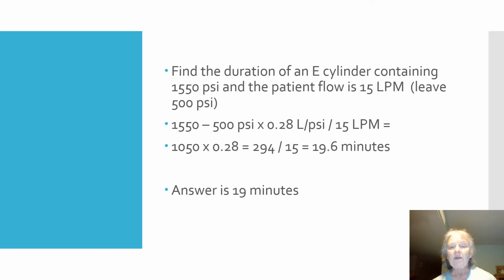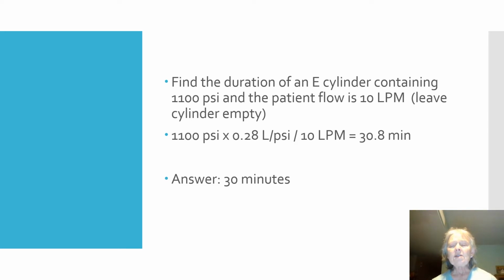Here's another one. In this case, there's more PSI, 1550. The patient flow is 15 liters, so using quite a bit. In this case, you're still going to do the same thing. 1550 minus 500 is still an E cylinder, so it's 0.28, divided by the 15 comes up to 19.6 minutes. The 0.6 I'm not worried about. I'm going to kick it off at that point. So now my answer is only 19 minutes.